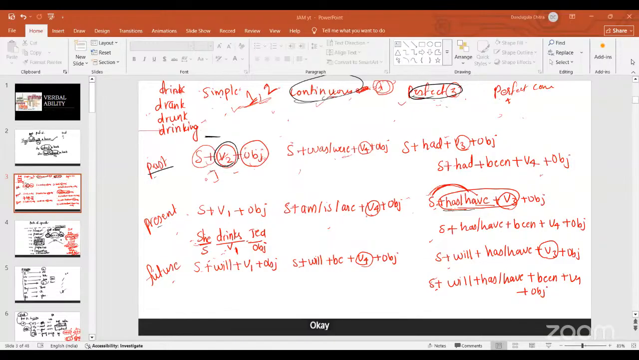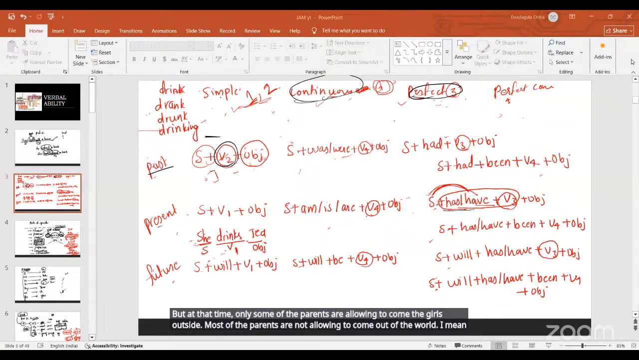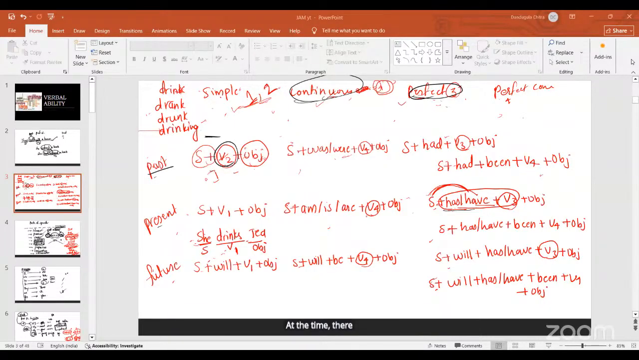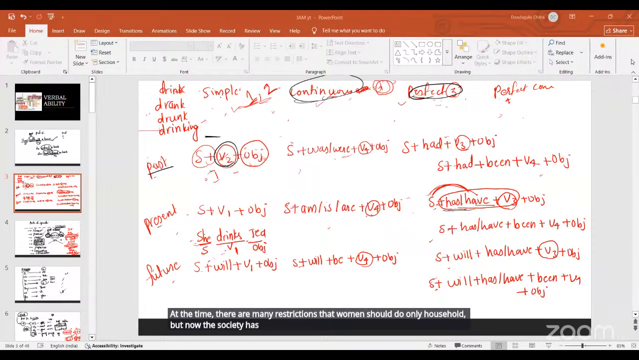Okay, fine. Jhansi Lakshmi Bai is also in the history. She just came outside like that. Every woman can now come outside, right? Why didn't they come outside then? At that time, only some of the parents allowed girls to come outside. Most parents did not allow them to go out of the house. At that time, there were many restrictions that women should do only household work. But now society has changed, and both men and girls are equal. There is no inequality, I think.